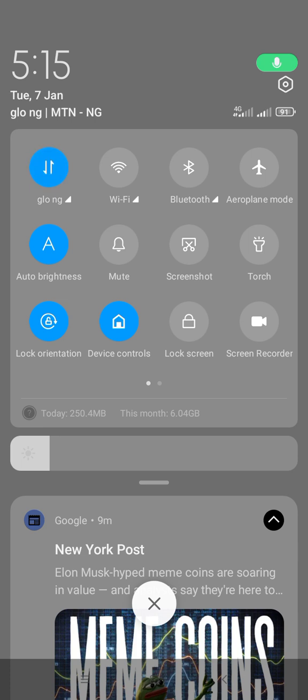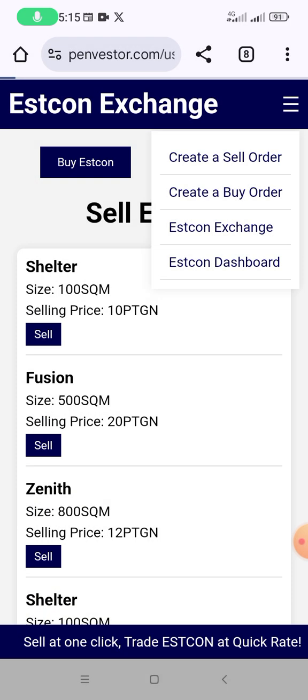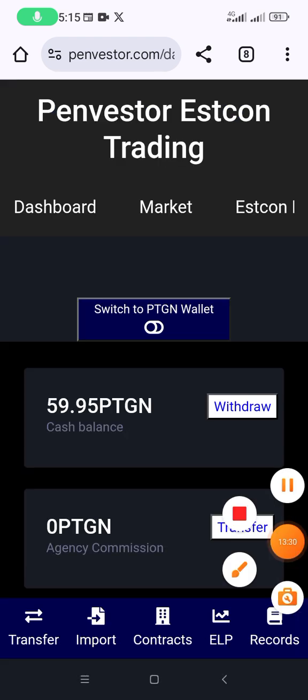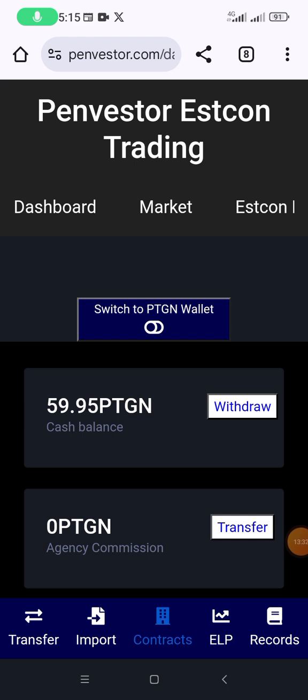Let me see. I wanted to check my Elon ESTCON balance, then sell the ESTCON, and you see how it will increase. But anyway, let me just leave it. You have to understand what I mean by, okay, this is my Elon ESTCON balance.